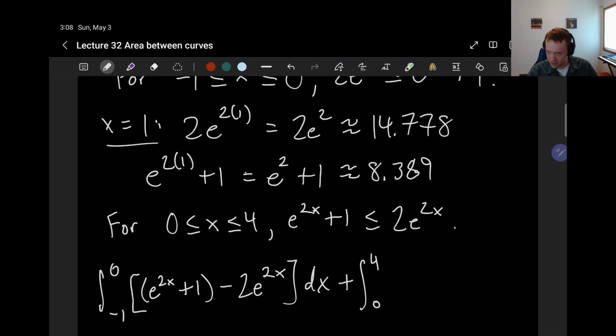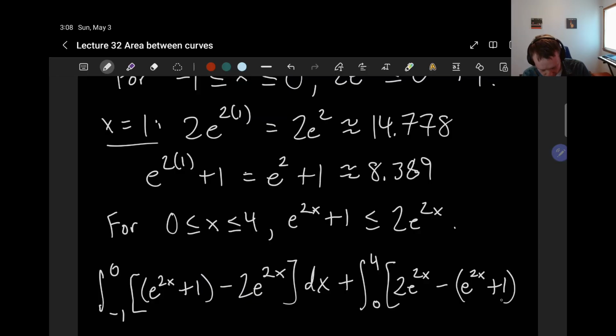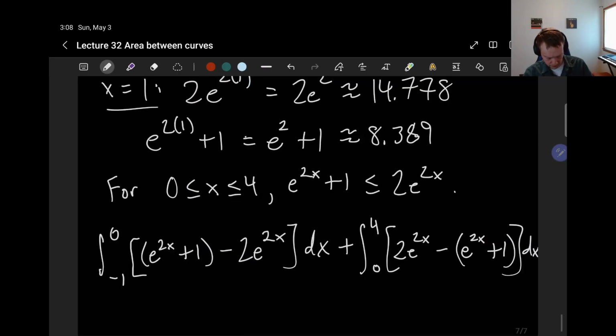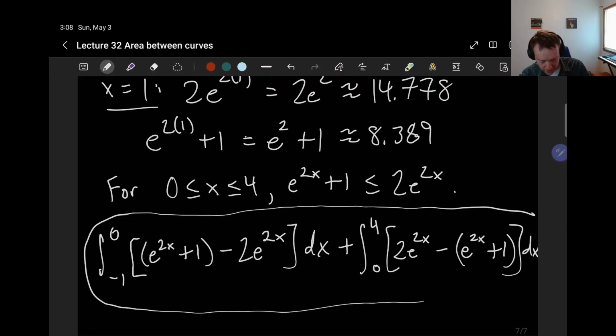Then the other side from 0 to 4. Now it's 2e^(2x), which is the higher one. So it's that minus this whole thing. Well, I should use brackets, be consistent here. Or minus the whole e^(2x) plus 1 dx. Well, the problem only said to set up, so we're done. We could do the antiderivative of this one. It's doable, but that's it. That's all that we were asking for.